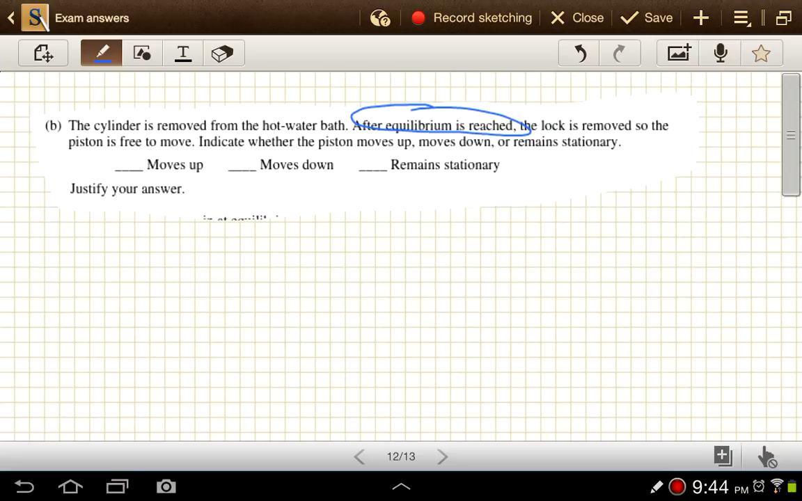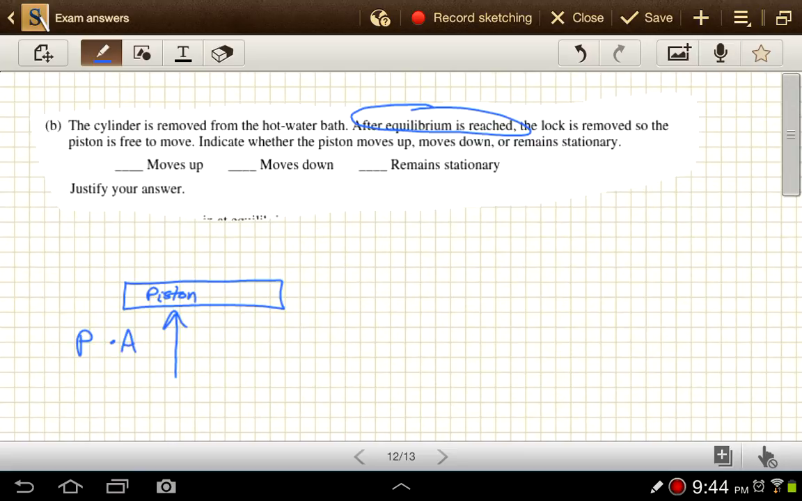And now that piston that was held in place, we're going to take the lock off of that. So now it can move around. So when we initially take that lock off, does our piston move up, does it move down, or does it remain stationary? Well, if we think about that piston and the forces acting on it, we have some gas inside the chamber, so that's applying a force upward that'd be equal to the pressure inside times the area of the piston.